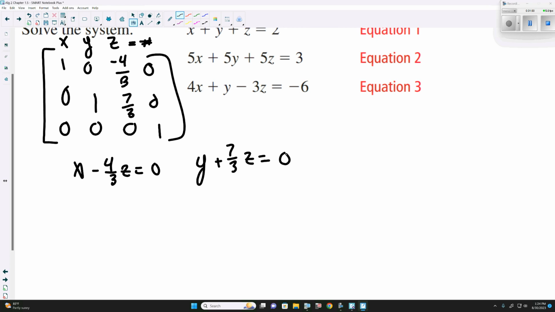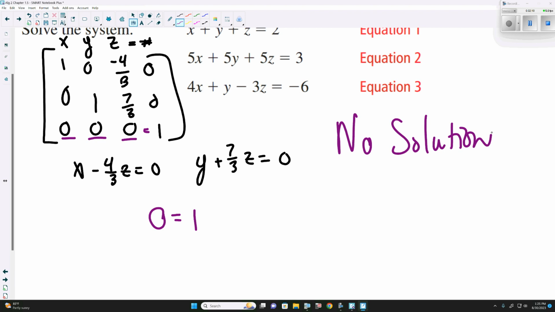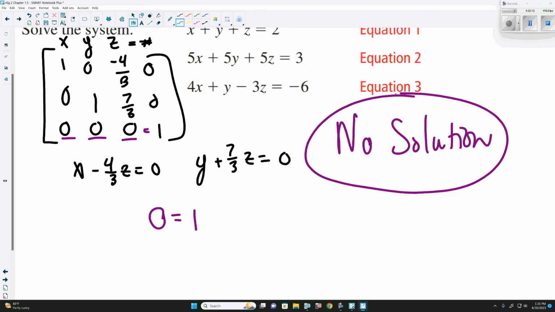But if I look at the bottom one, well, I have 0x, 0y, 0z. So this entire side of the equation is zero, and what is it equal to? Is this a true statement? So this is no solution. Because if one of the lines has all zeros and then a number, it is no solution.